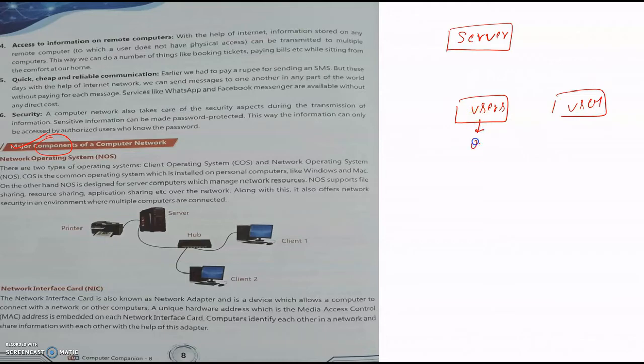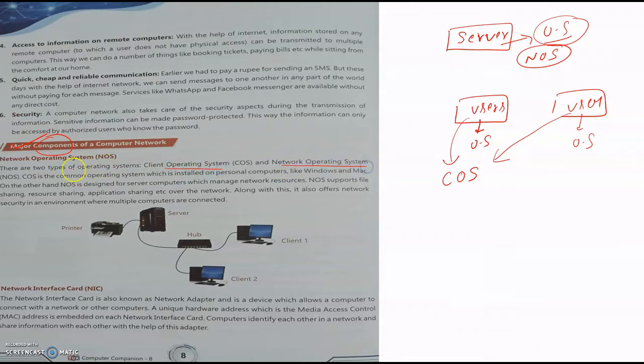Users have some operating system like Windows 7, Windows 10. Similarly, some servers have also some operating systems. So these operating systems are known as network operating system, NOS. And the operating system which is held by the user, that is known as COS, client operating system. So there are two types of operating system, client operating system and network operating system.